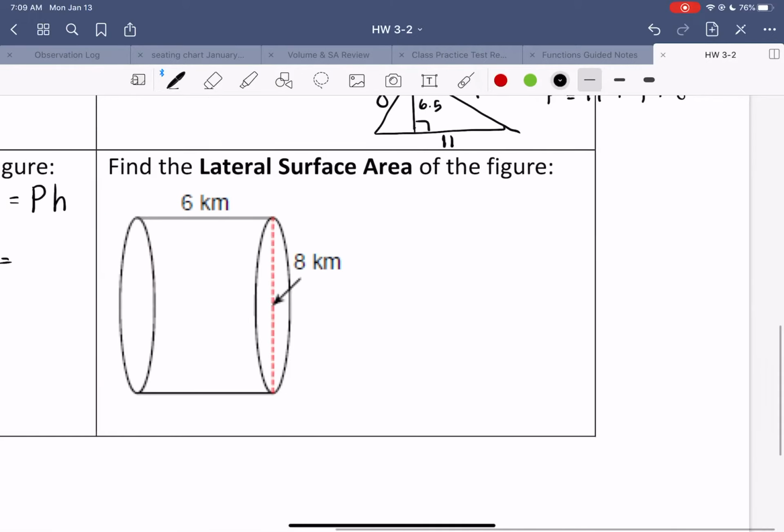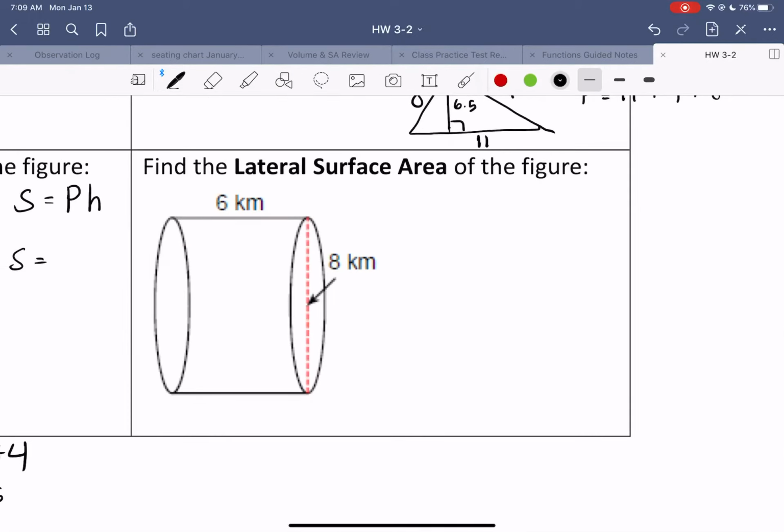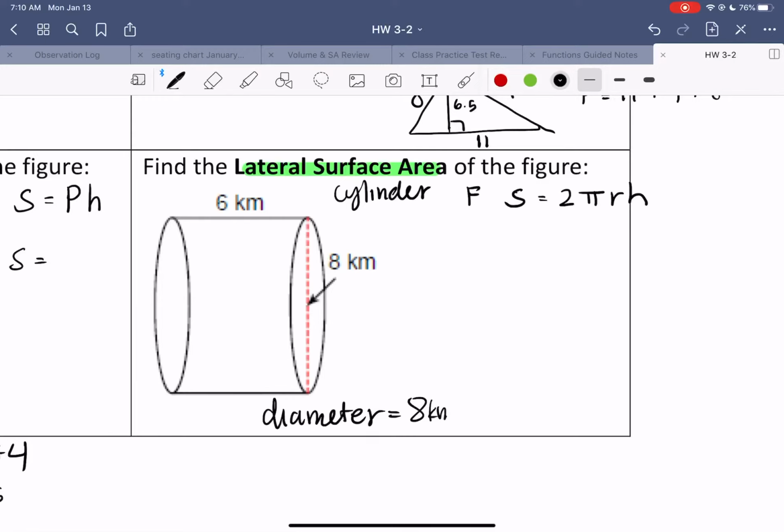And our last problem, the lateral surface area. Again, lateral surface area. And on this one, we have a cylinder. For lateral surface area, our formula is going to be surface area equals 2 pi times radius times height. In this case, they gave us the diameter equals 8 kilometers. So we're going to have to divide that by 2.